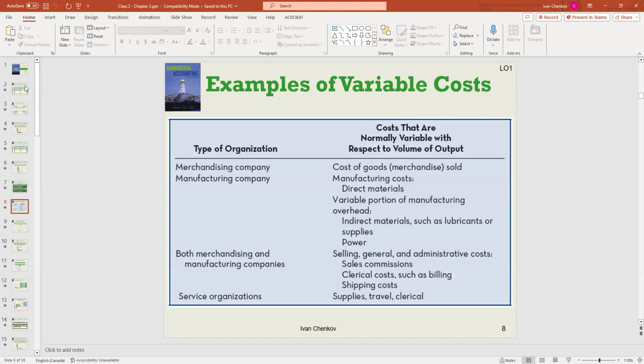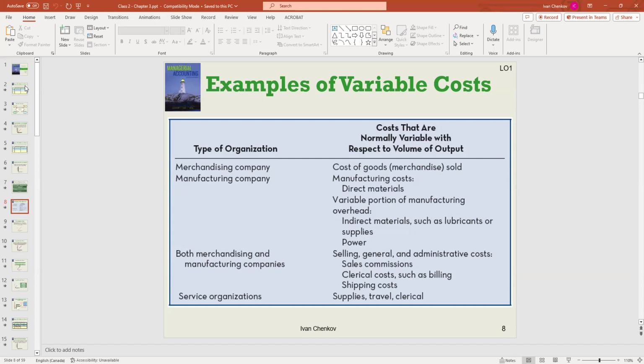Based on the type of organization and examples, the variable cost for the merchandising company, cost of goods sold, is definitely a variable cost. For the manufacturing company, we're going to have direct material and the variable portion of the manufacturing overhead, indirect material, power. Both merchandising and manufacturing companies have selling and general administrative costs.